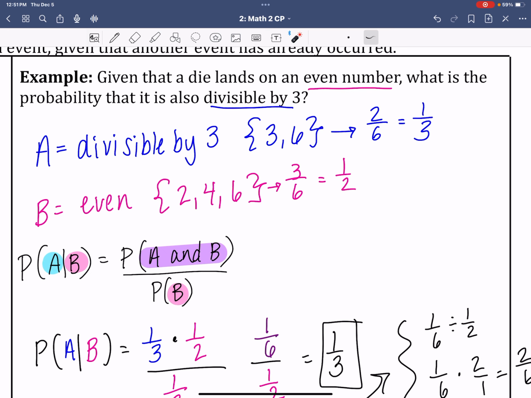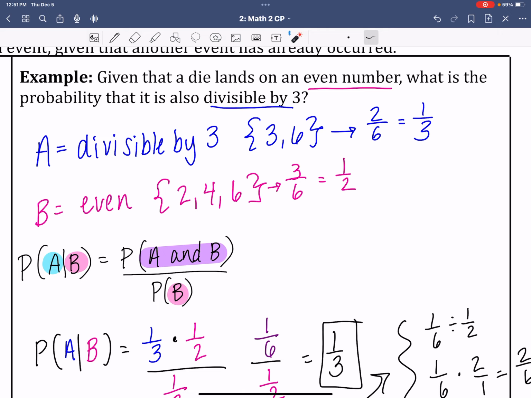It says, given that a die lands on an even number, what is the probability that it's also divisible by 3? For A, let's say it's all the options divisible by 3, so that would be 3 and 6 on your die. The probability for A would just be 1/3. For it to be even on your die, your sample set would be 2, 4, and 6. So that's 3 out of 6, which is 1/2. This is the probability for B.